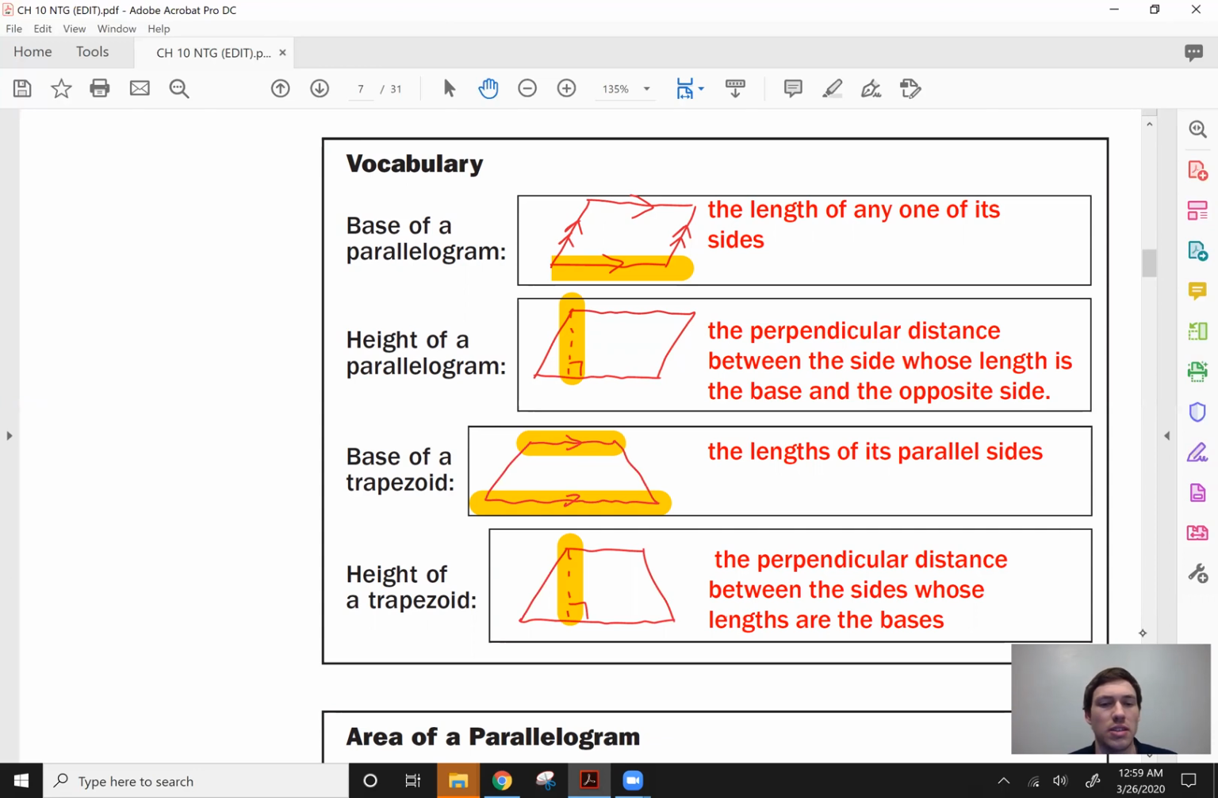Okay, and it says base of a trapezoid. These are the parallel sides. So this and this side would never be bases. It's only the parallel sides. And then lastly, it says height of a trapezoid. Again, perpendicular distance. So this and this, if they gave you those lengths, those are not the height. The height is the distance from one parallel side to the other.